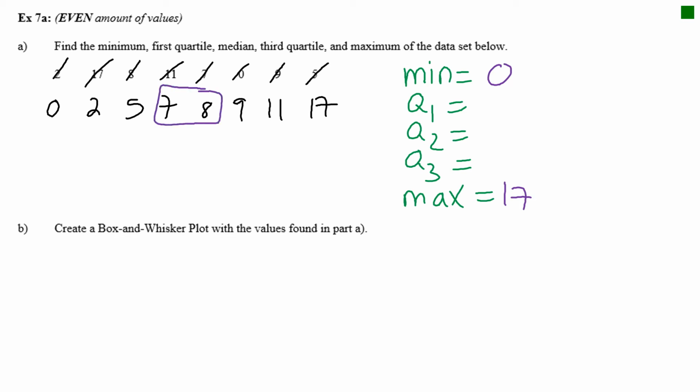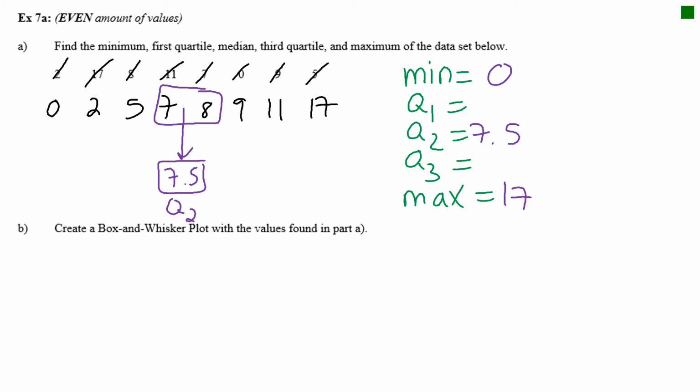Since we have 2 in the middle, we're going to have to take the average. So we're going to do 7 plus 8, which is going to give us 15. And then we need to divide it by 2 because there were 2 numbers. 15 divided by 2 is going to give me 7.5. So 7.5 is going to be my Q2. Notice that 7.5 was not one of the original values in the data set. That's okay. It makes sense because there were 2 values in the middle when I tried to calculate it.